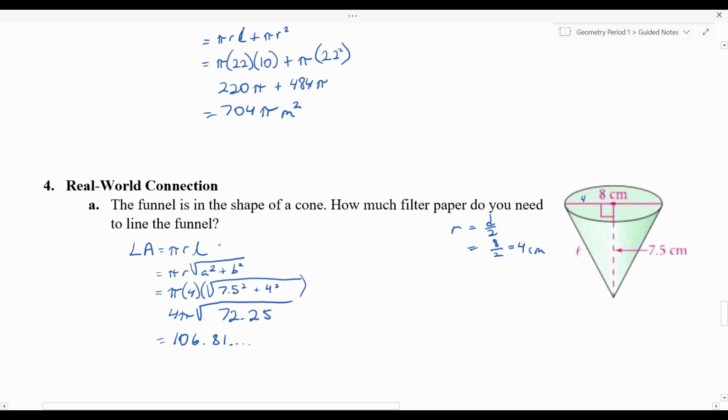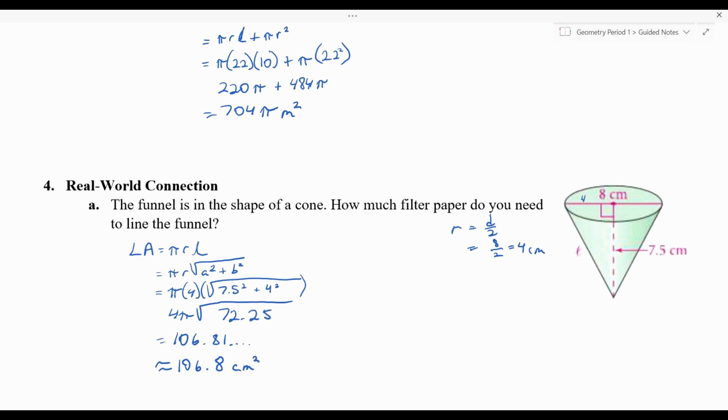Now it does not say what to round this to at all, but since this one is 7.5 and it has one decimal digit, we can do the same thing here. So that means that our lateral area is going to be 106.8. And since we're dealing with area and centimeters, it's going to be centimeters squared. All right, so there we have that.